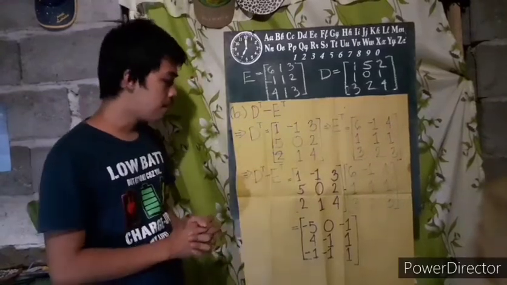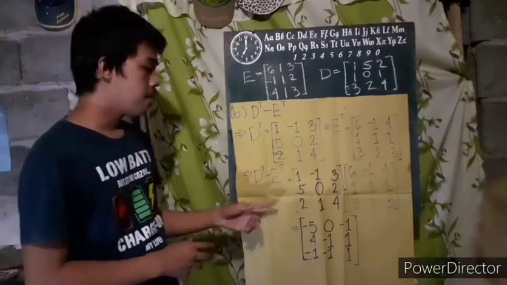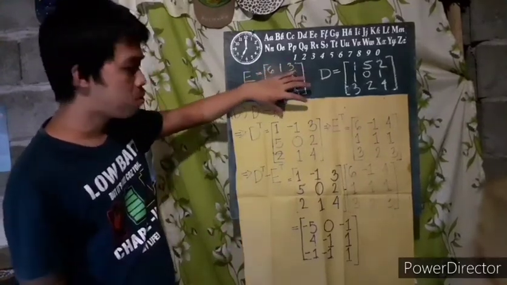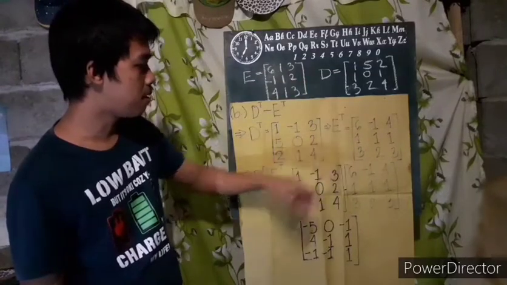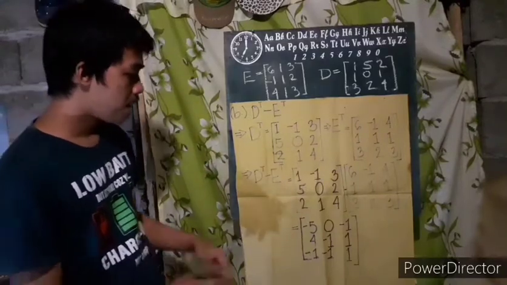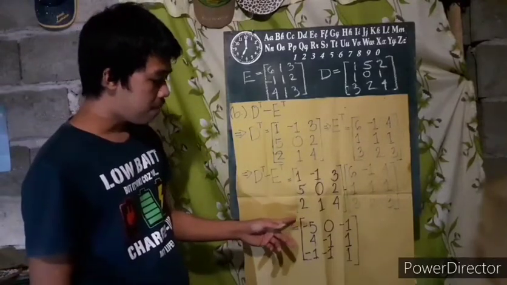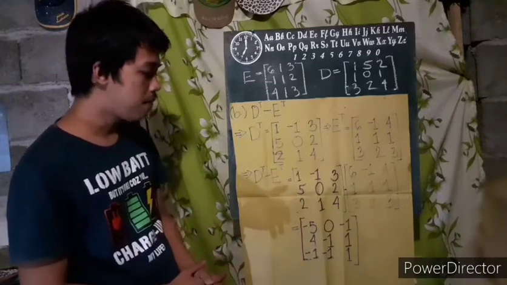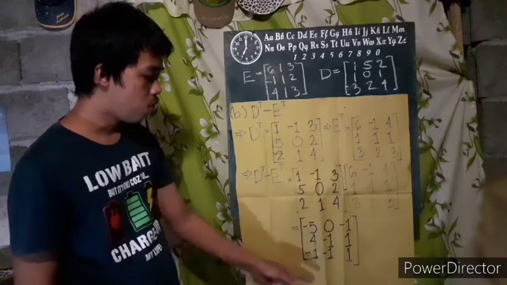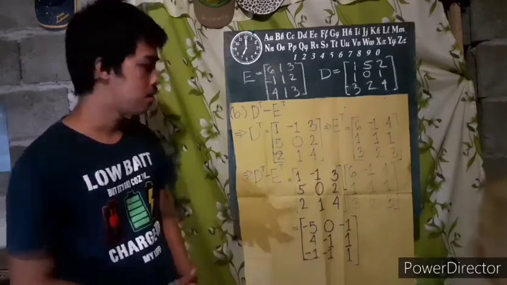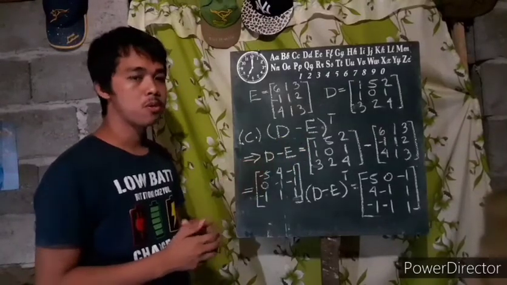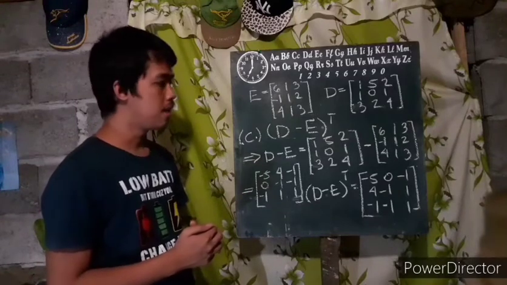Now we can simply find transpose D subtracted by transpose E. So just copy this transpose D, then subtract transpose E. This here. So we can come up with the result matrix with the elements -5, 0, -1, 4, -1, 1, -1, 1, -1, and 1. And now let's find C. So we have the transpose of D minus E.